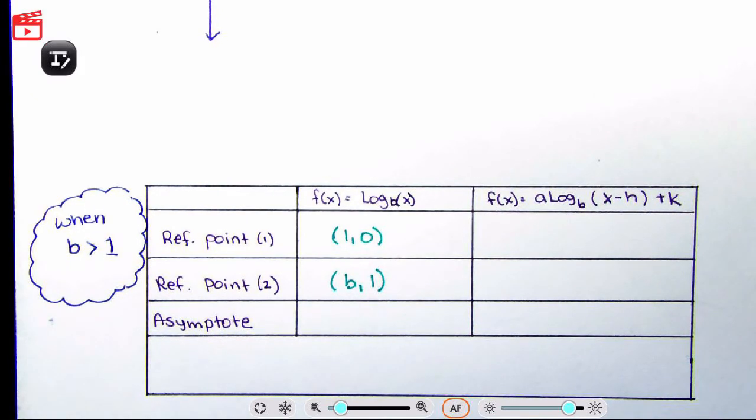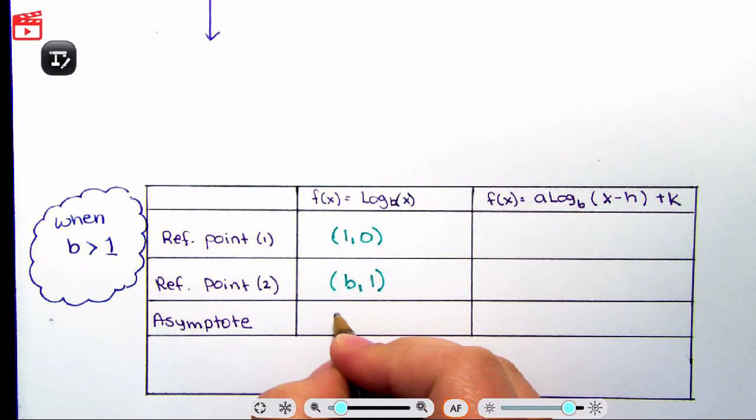The asymptote, do not let this be confused with the asymptote from an exponential function. Again, exponential functions and logarithms, they're inverses, and a logarithm is an exponent, so the position has shifted. The asymptote for a parent function is x equals 0.